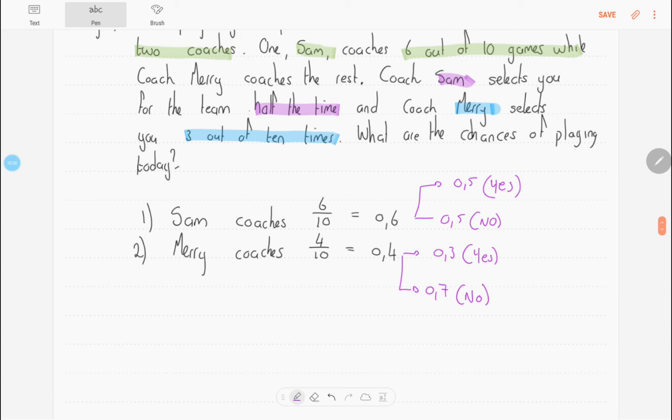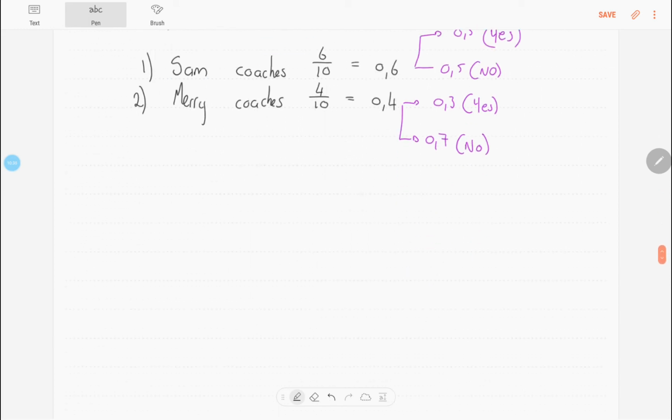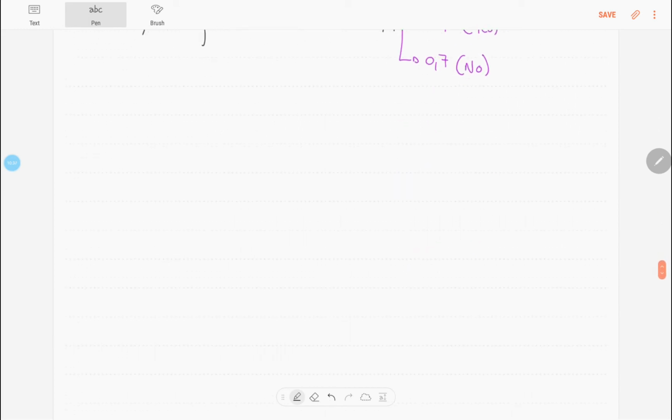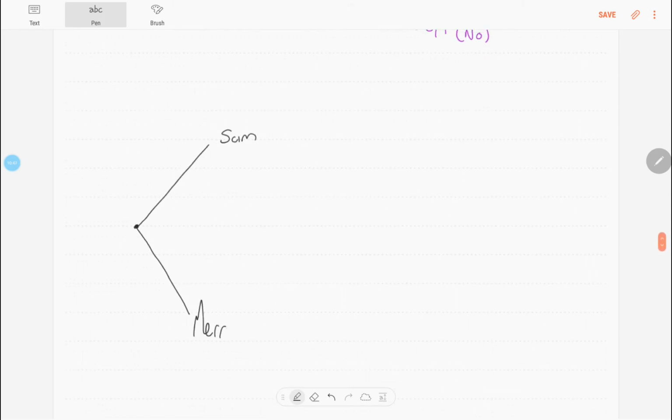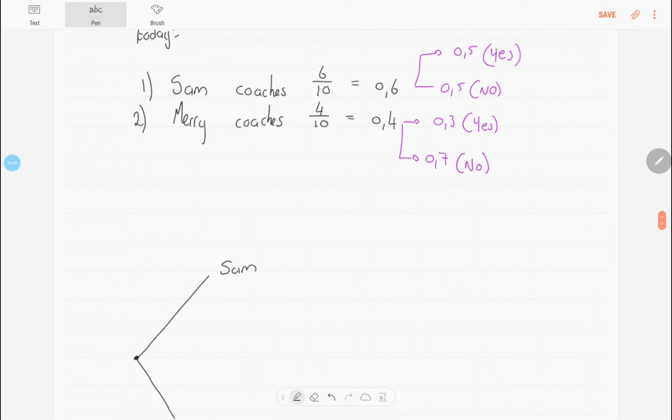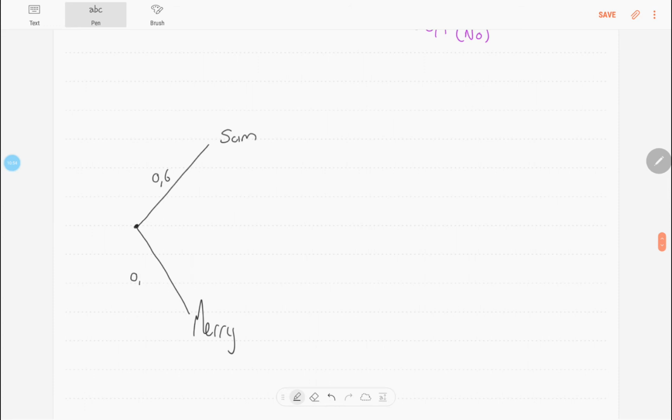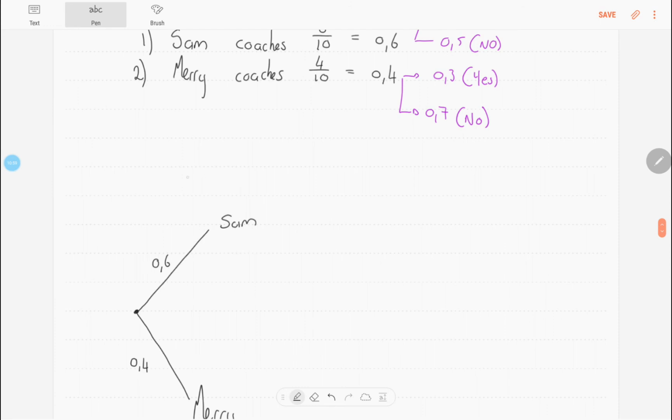Okay, cool. So let's set up a probability tree. They're asking what the chances are of us playing today. We don't know who's going to coach us, so we get there on the day, and we're either going to get coached by Sam or by Mary. Then we write the probabilities on these branches. Coach Sam coaches 6 out of 10 times, and Mary coaches 4 out of 10 times. So this is who's coaching on the day. We don't know that, so we work out the probability.